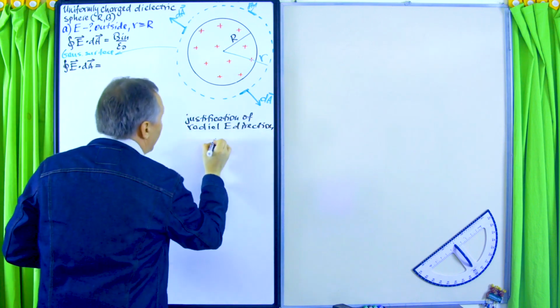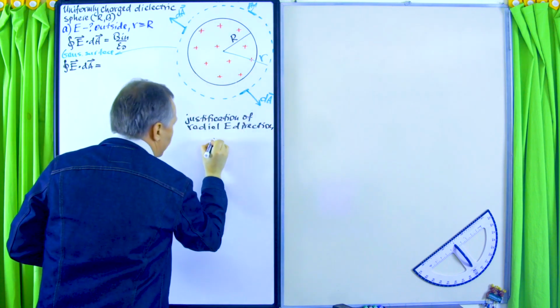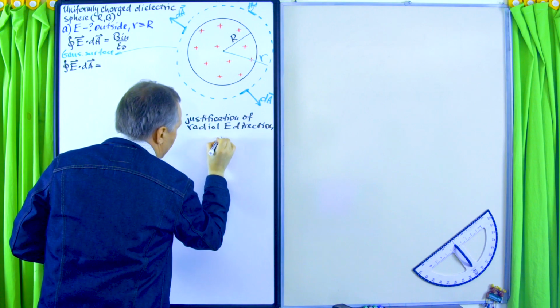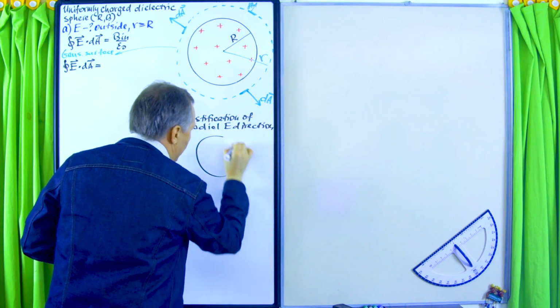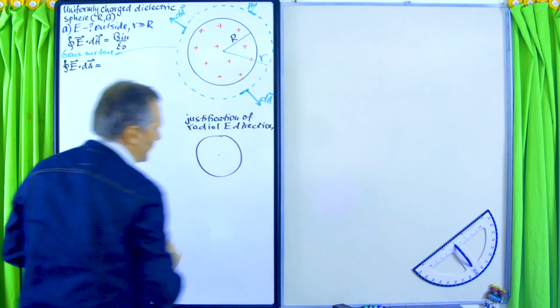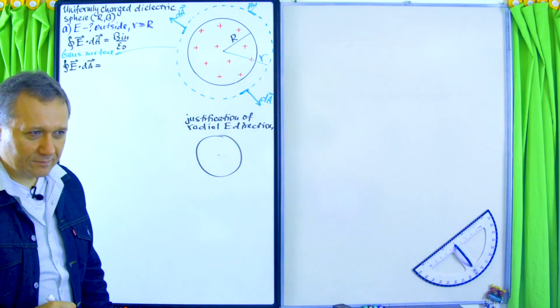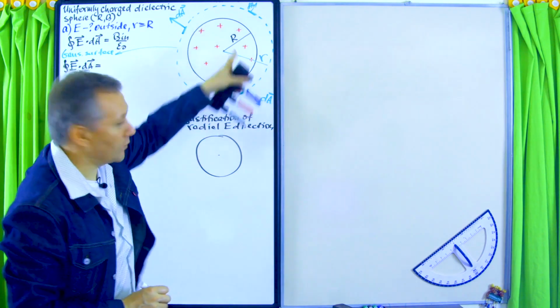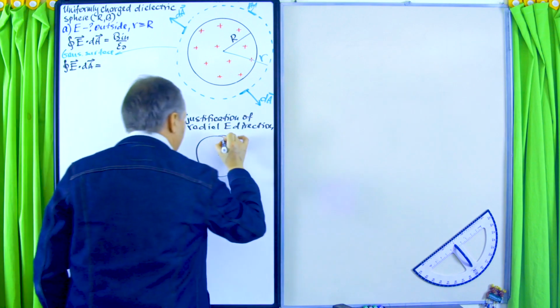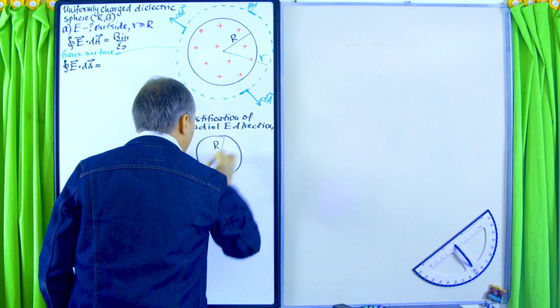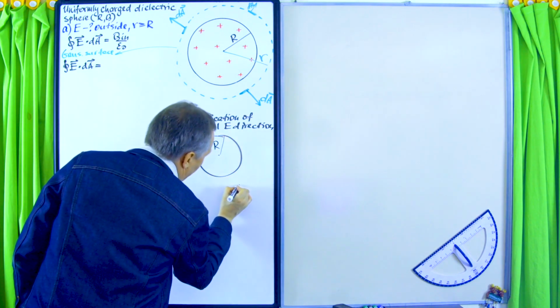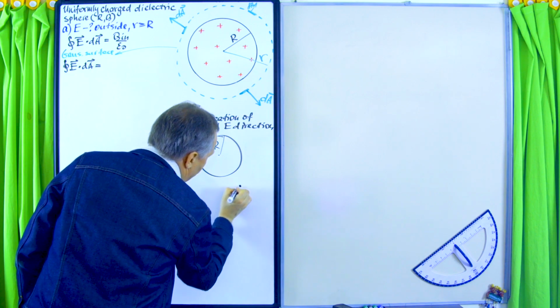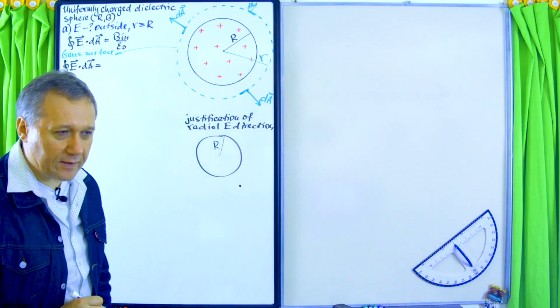Okay, let me do it this way. Let me redraw this picture smaller. So let's say this is my charged sphere, a charged sphere of radius capital R. Maybe this is R. And let's say, for example, I want to find the direction of the net electric field at this point.